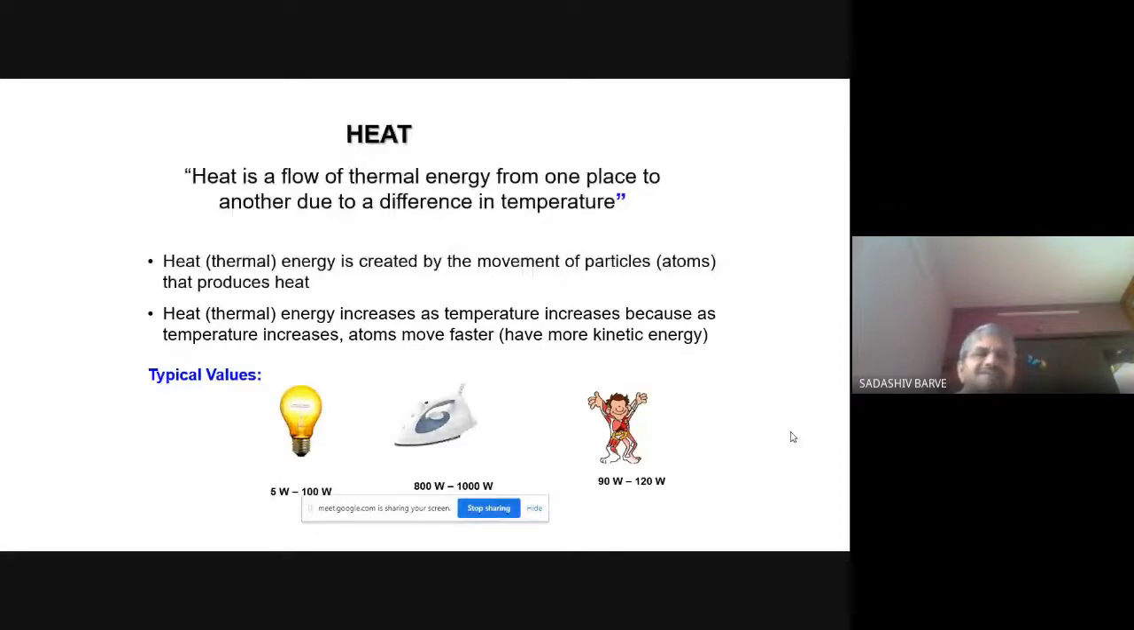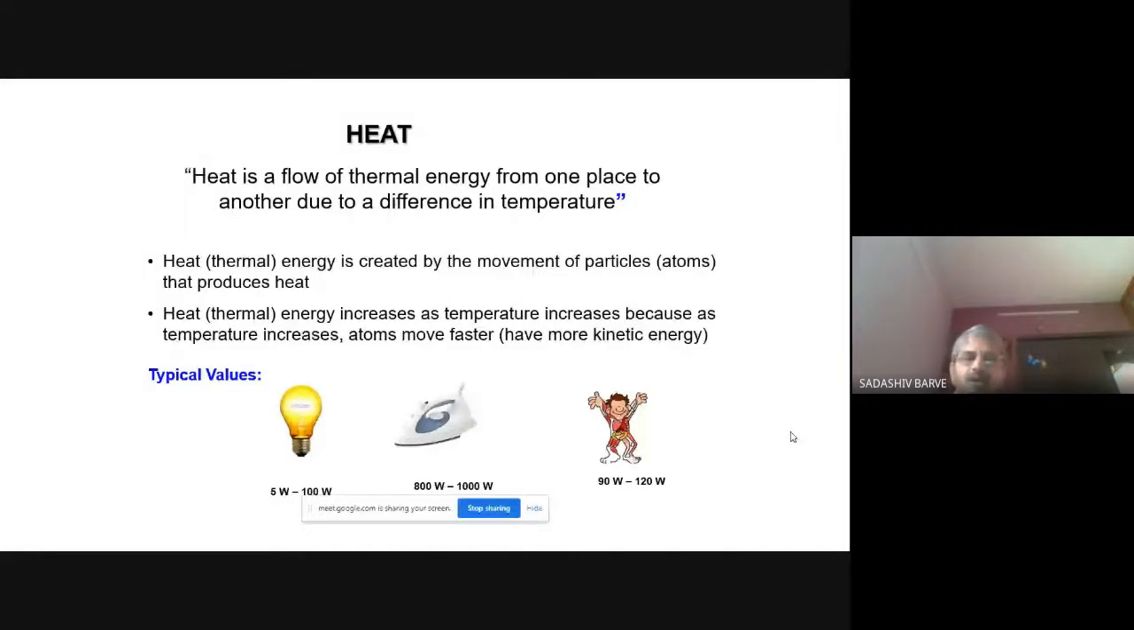Heat energy, which sometimes we call thermal energy, is created by the movement of particles by virtue of getting heat. The heat energy increases the temperature, causes atoms to move faster, and that causes a transfer of heat from an object at high temperature to an object at low temperature.